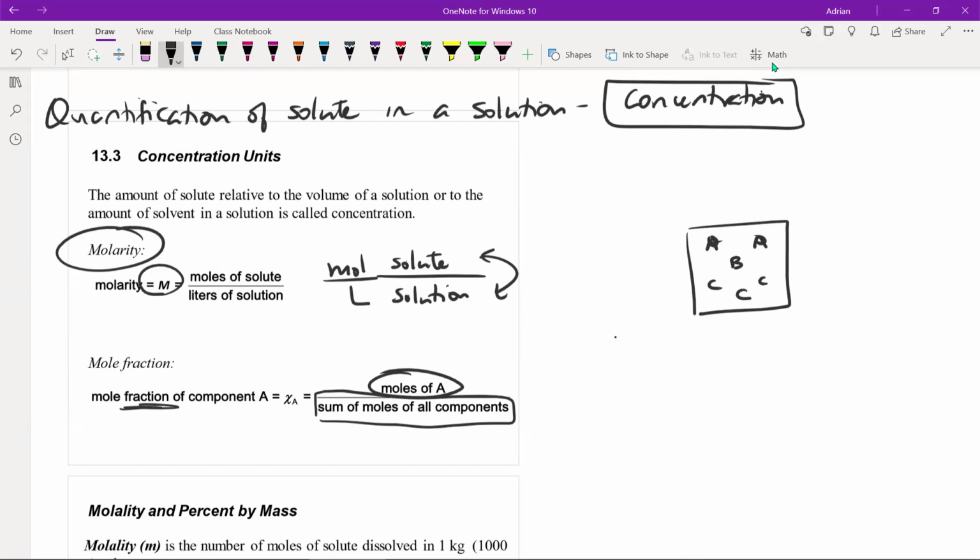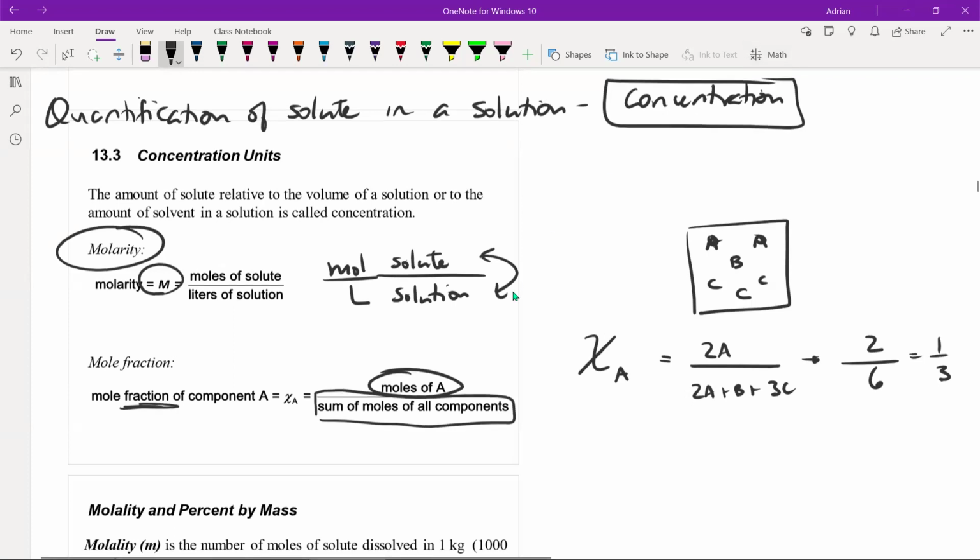Well, the mole fraction, which has this funny looking X, of A would be the number of moles of A, so we have 2, over all the number of moles. So we have 2 A plus 1 B plus 3 C's. So this would be 2 over 2 plus 1 plus 3, which is 6. So the mole fraction there would be 1/3. That's all that the mole fraction is. We're comparing the moles of one component to moles of everything in that solution.